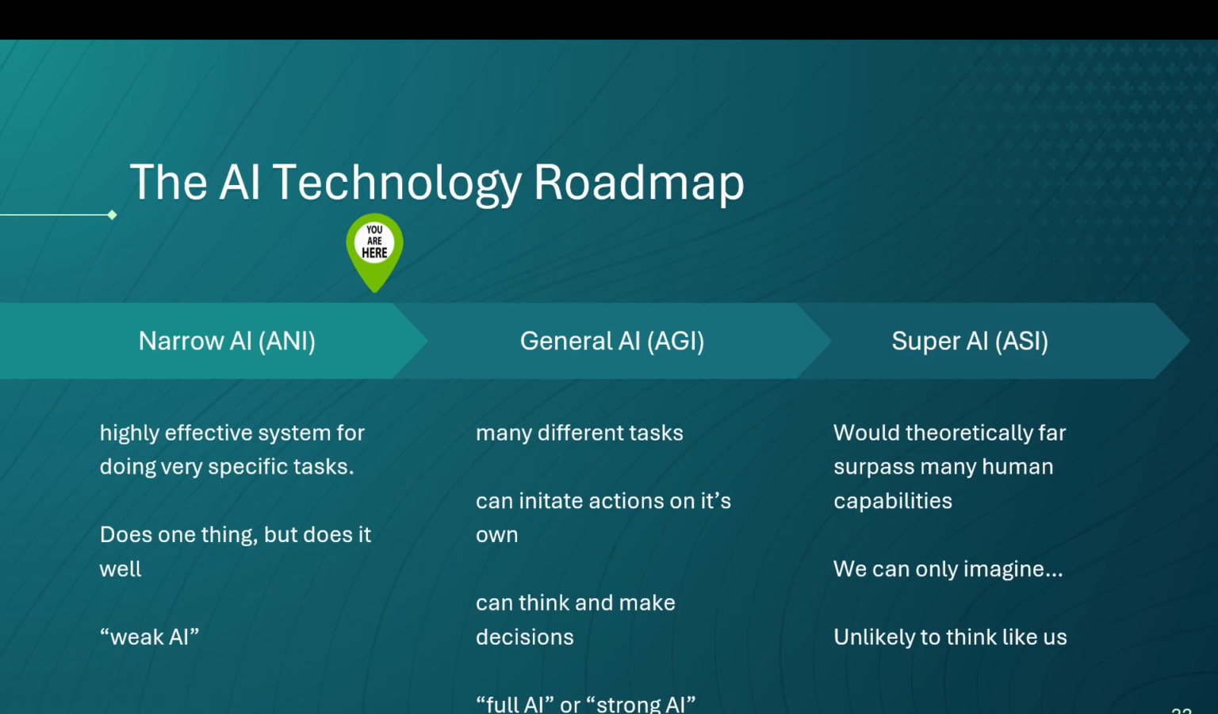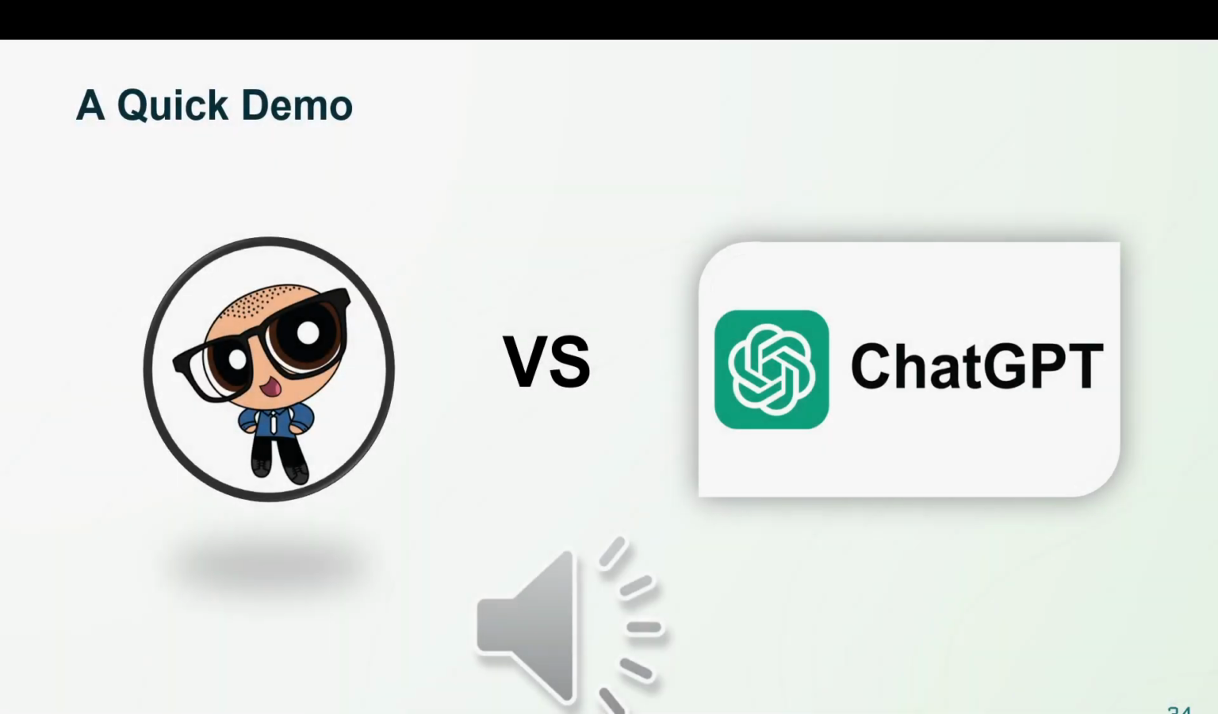We are getting to general AGI where it can do multiple different tasks, and it can sometimes even initiate some of those tasks on its own, and it has more decision making. Some people call this full AI or strong AI. Ultimately, we might get towards the super AI. It might be nearer than we think, but that is so far in the future that outside of science fiction, there's not really a good reason to talk about it. I say so far in the future, it might only be a few years, but it's so different from the technology we have now that we probably can't responsibly predict it at this point.